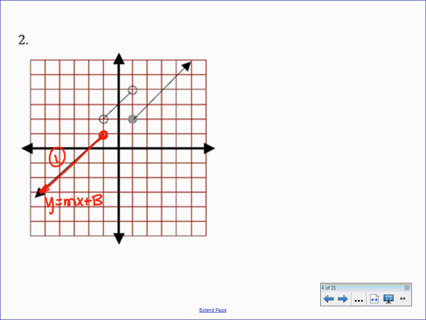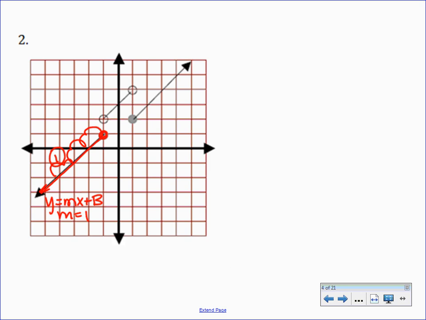What does m stand for in y equals mx plus b? Slope. Rise over run. Count it. What is your slope in this picture? 1. Up 1 over 1. So my slope looks like 1. What does the b look like? The y-intercept. Does it cross the y-axis? No, so it doesn't have one, right? How do I find it?